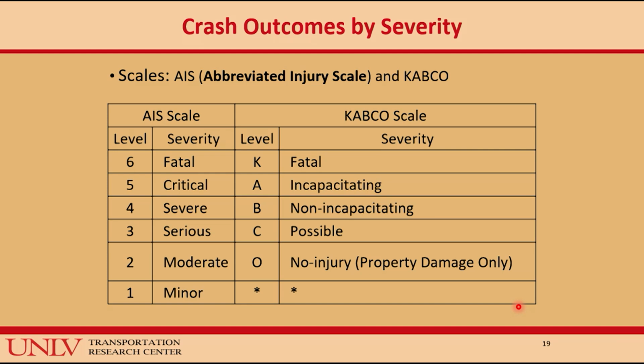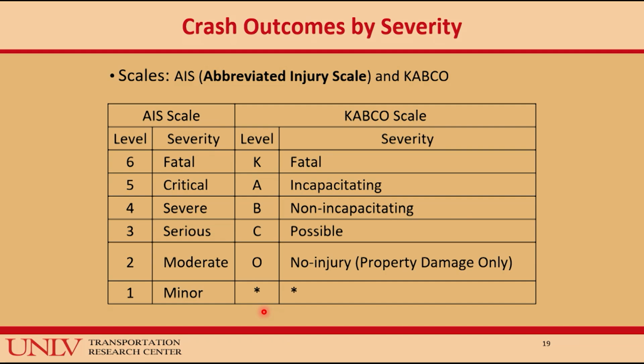Here are the KABCO scales that I have described to you previously. On the right here we have the KABCO scale, but on the left is another one called the Abbreviated Injury Scale. That goes not from K to O, but it's a scale of 6, and there is a fairly close correlation. 6 is fatal, K; 5 is critical, incapacitating; 4 is severe, non-incapacitating; and then 2 is possible, 1 is minor, property damage.